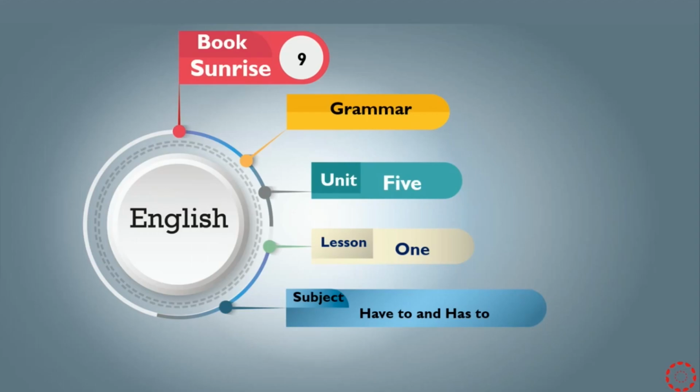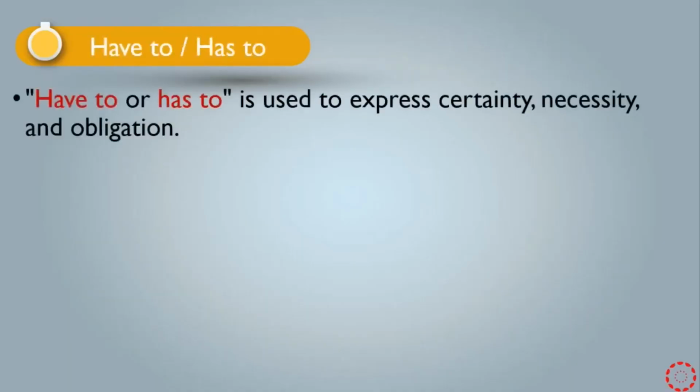Have to and has to are used to express certainty, necessity and obligation. It means that if someone uses have to or has to in a sentence, you have to obey or you have to do what the speaker wants. So there is no way to reject or refuse the speaker's want or wish.